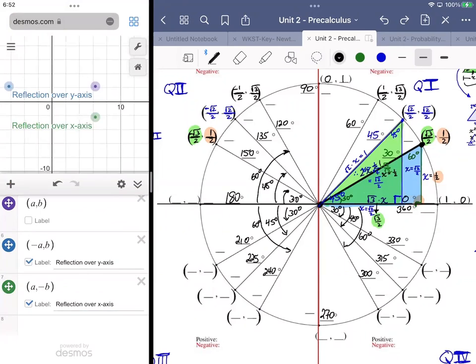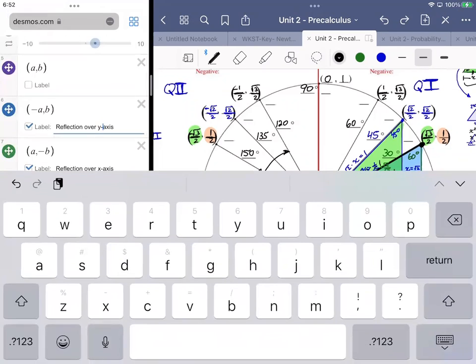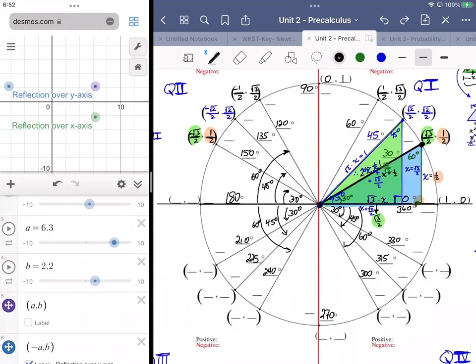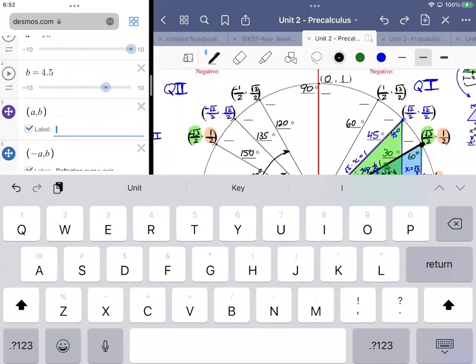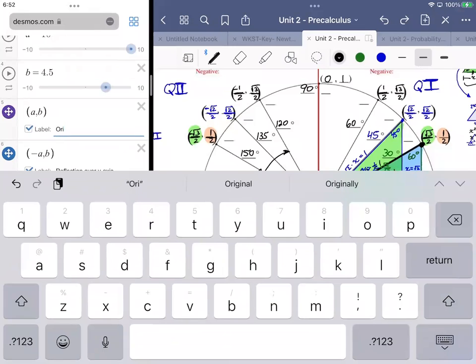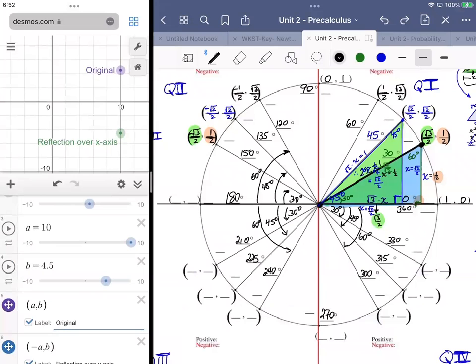All right, so you can see, it's a little on the funky side, but as I move my a value, the reflection over the x-axis follows along with it. Same thing with the b value. Wherever I put my coordinate in the first quadrant, so this is the original, wherever I put my original point, the reflection mirrors that movement, right? So it's telling me to negate all the y values, long story short.